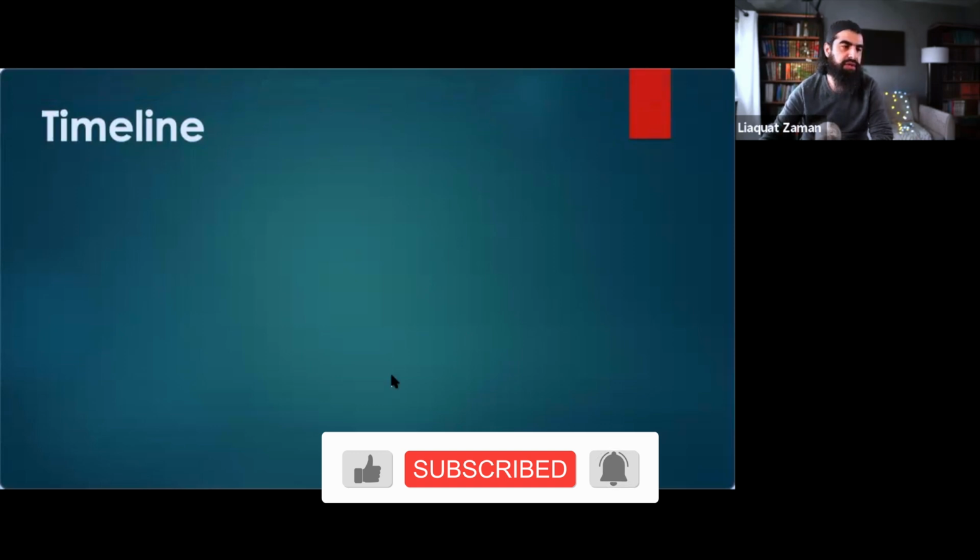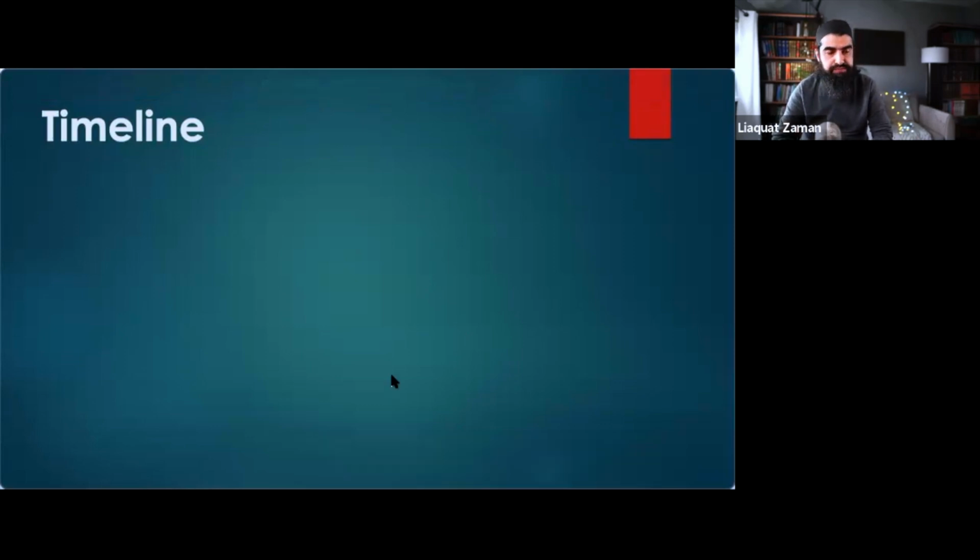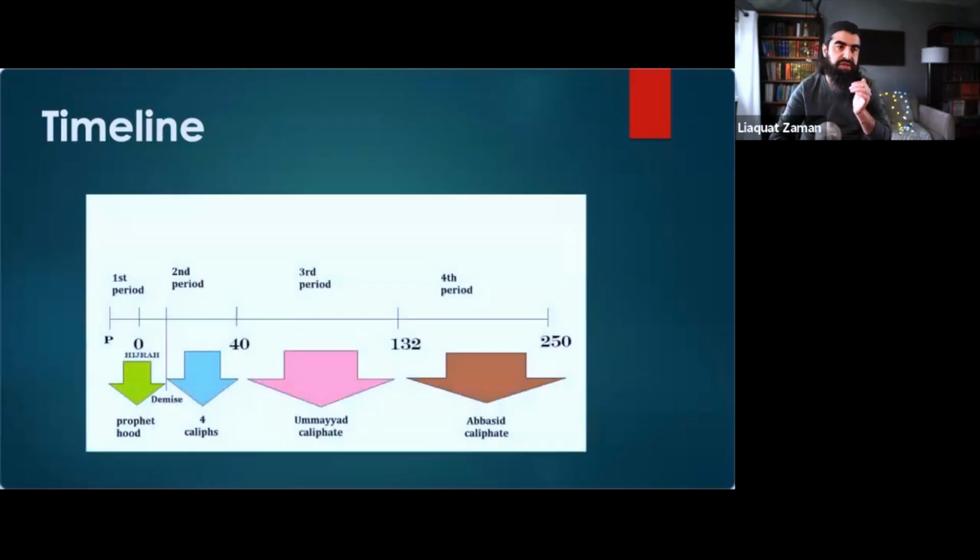Okay, so Bismillah ar-Rahman ar-Rahim. So now we're in the third session of the series, and in this session, inshallah, what we're going to be looking at is the transition from the Khulafa period to the period of the Tabi'in now.